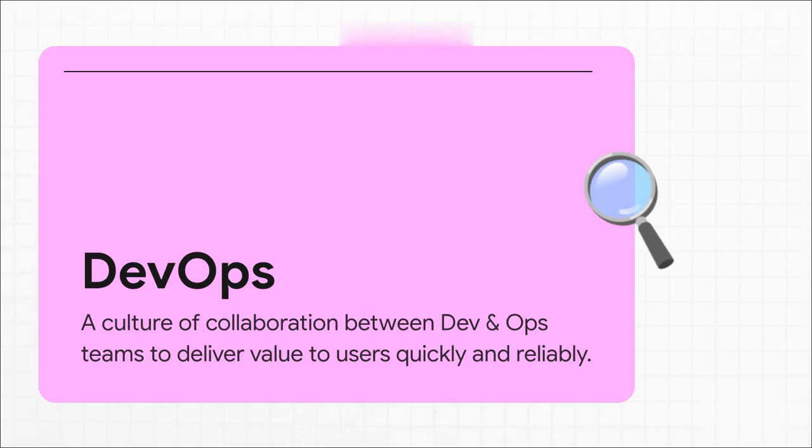DevOps isn't some tool you buy or a specific job title. It's a culture shift. It's all about tearing down those walls between the dev and ops teams so they can work together as one team with the same goals. Get cool stuff to users quickly, but also do it reliably.